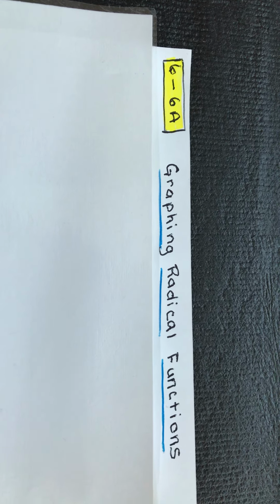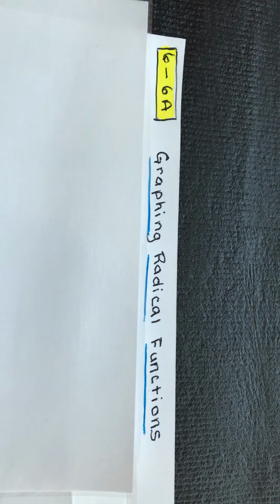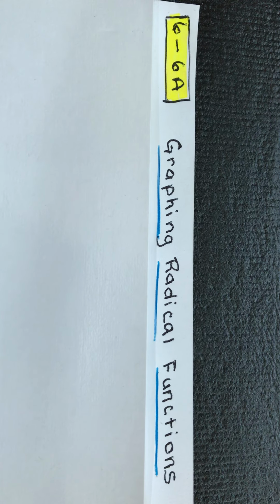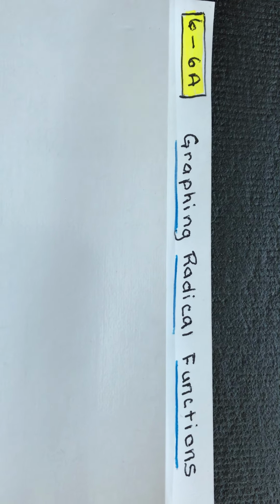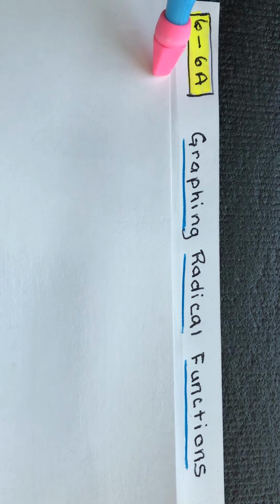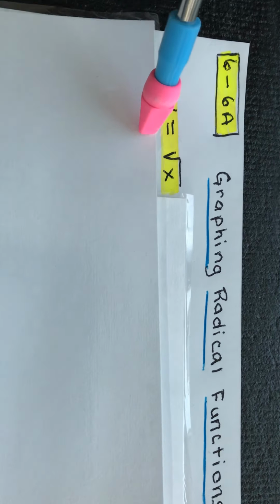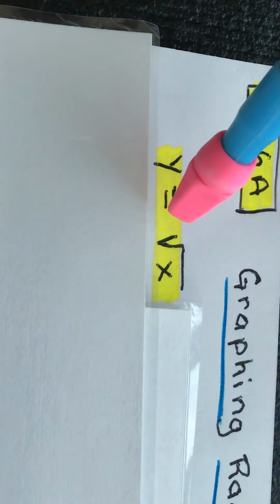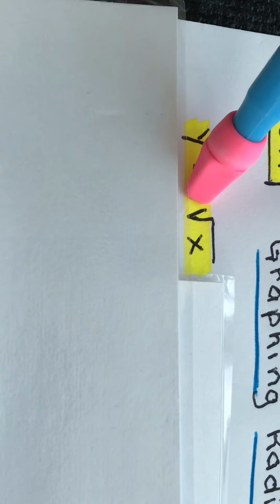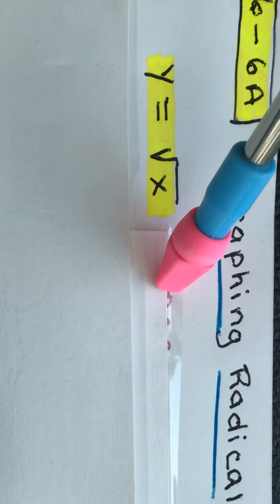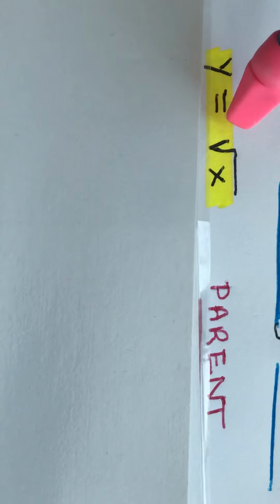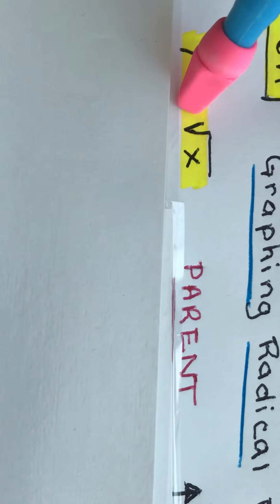Let's go ahead and get started today with a new concept, graphing radical functions. To graph radical functions, we need to start off with a general equation, and here it is, y equals the square root of x. Now, because there's no number outside the square root, we're going to call this a parent function. It's just a parent, y equals square root of x. There's no numbers on the outside.